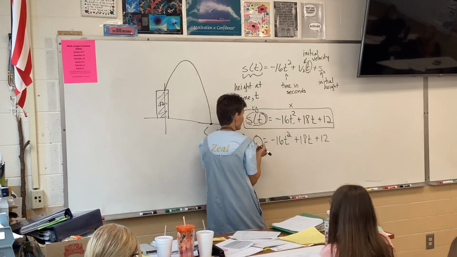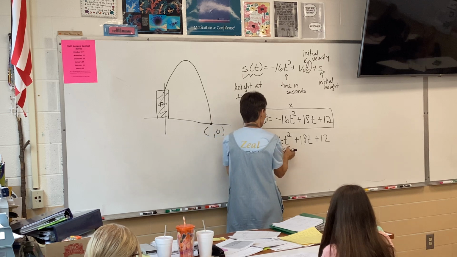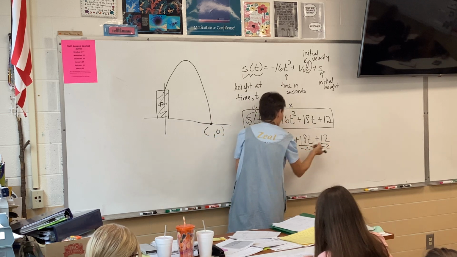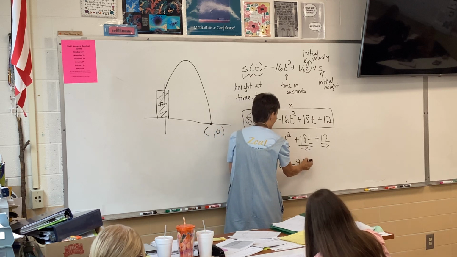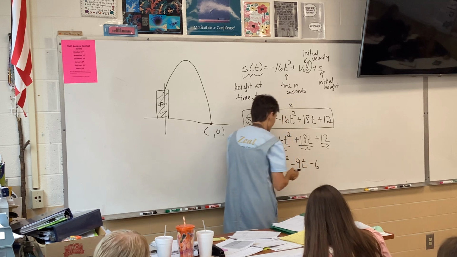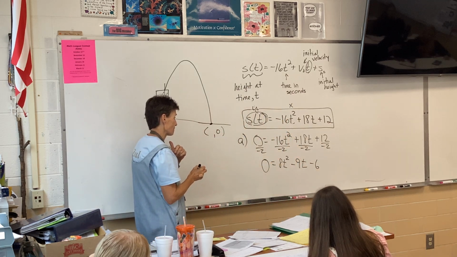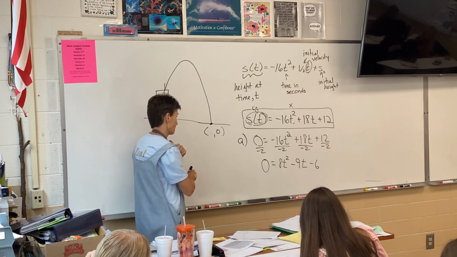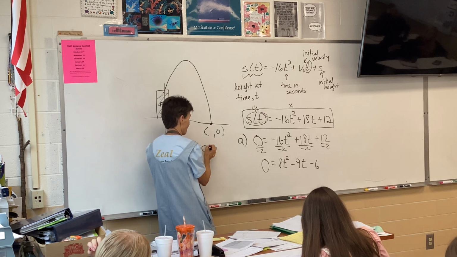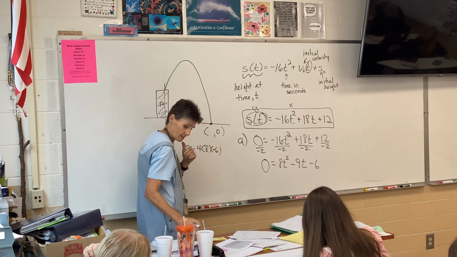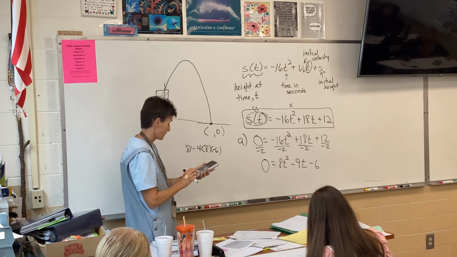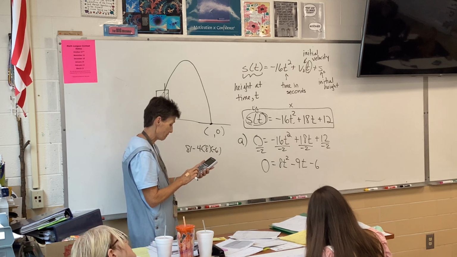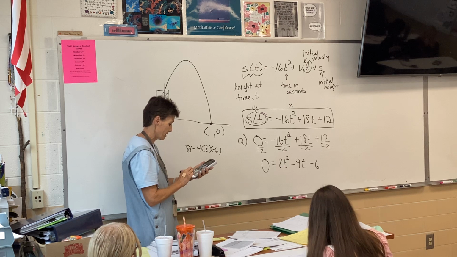Let's divide everything. What can we divide by? 2, I think, right? Let's divide everything by -2. And maybe it will factor. I don't know. Let's see. 0 equals 8t squared minus 9t minus 6. Well, I'll just check real quick to see if it factors or not. That would be amazing if it did. No, it doesn't.